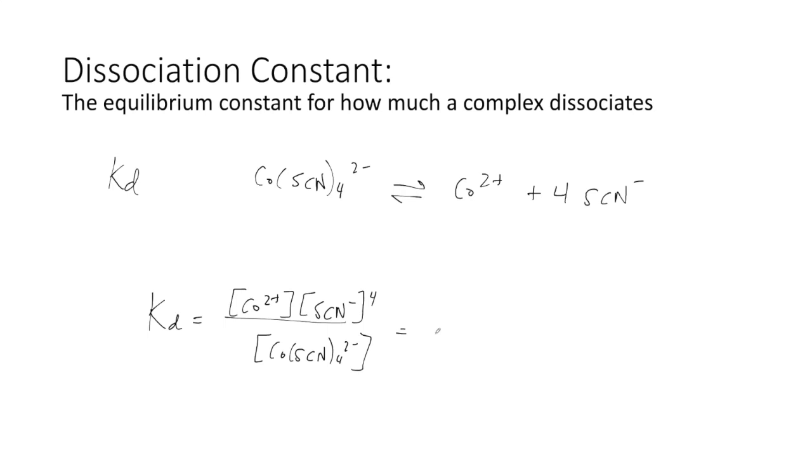So if we were to figure out the value for this, it would also be the inverse of the formation constant. So it would be 1/10 to the third. Basically this is telling us that since the dissociation constant is much less than 1, only a small amount of this ion complex in solution is dissociating.